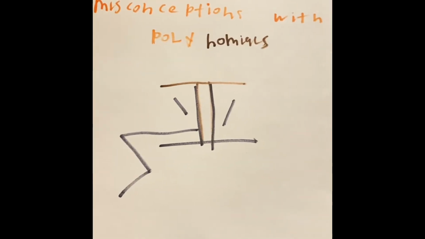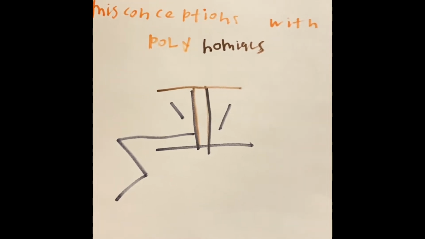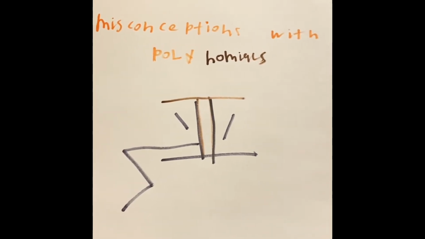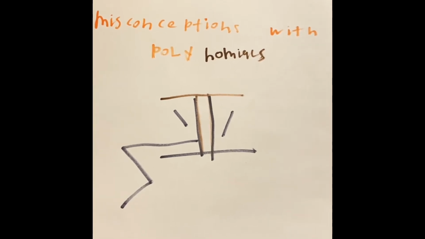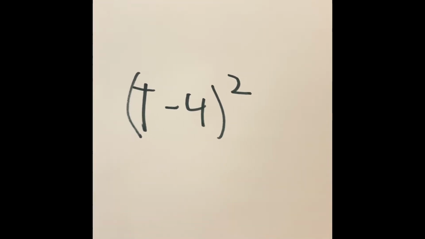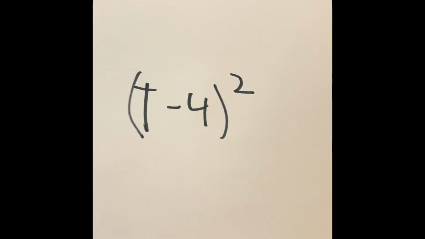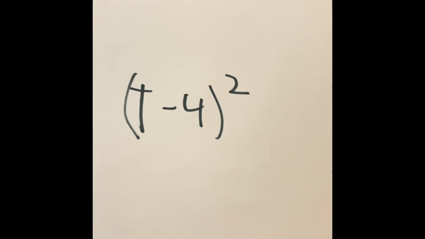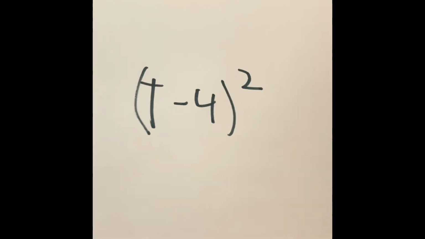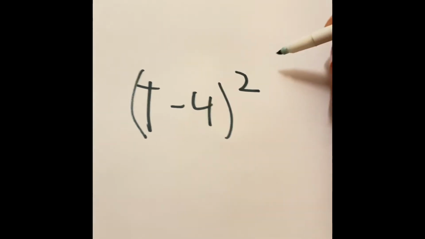Hey, this is Tapping in Life's Math and History, and we're going to take a look at the misconceptions with polynomials. We're going to try and solve this kind of problem because many people in school have a tough time solving this crazy expression. And when you solve it, it's not what you think, because it's (t - 4) squared.